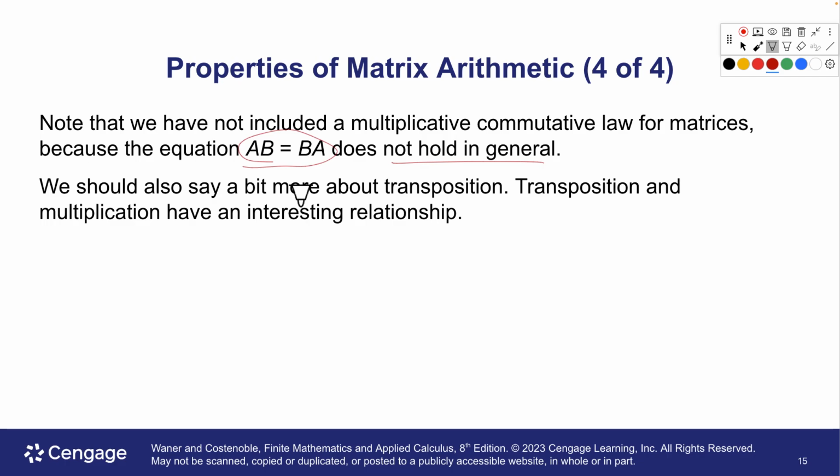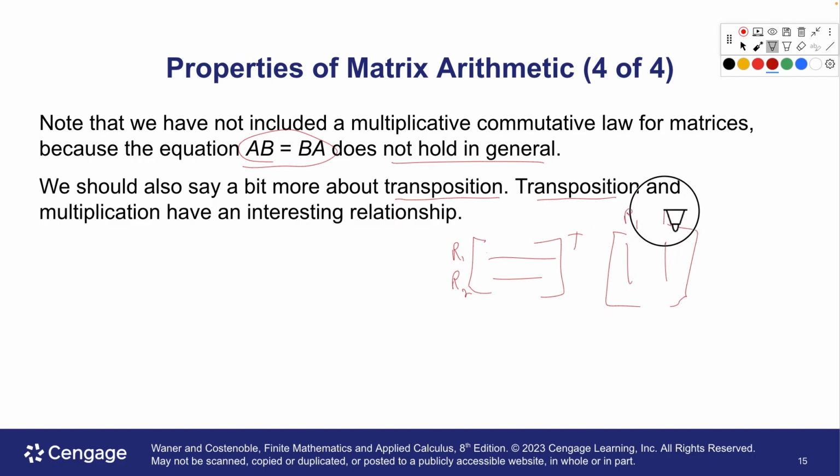So we're going to talk a little bit more about transposition and see how those work. There's a special property that we get. Remember, a transposition is taking the rows of one matrix and turning them into the columns of another. That's a transpose. So, row 1 becomes column 1. Row 1 going down, and this is row 2, which is now column 2. Okay.